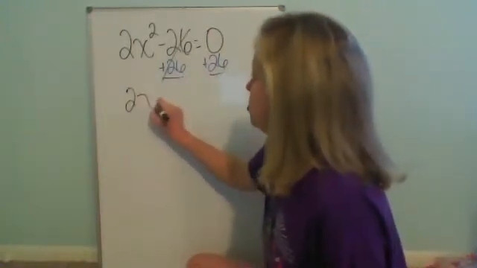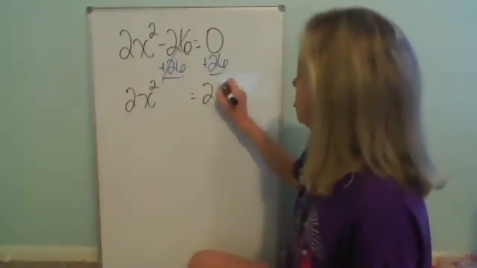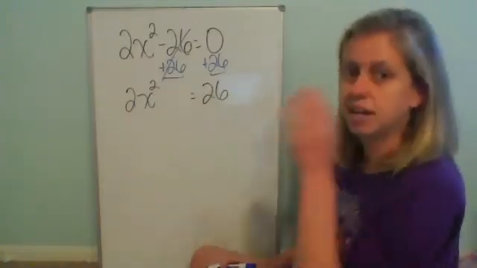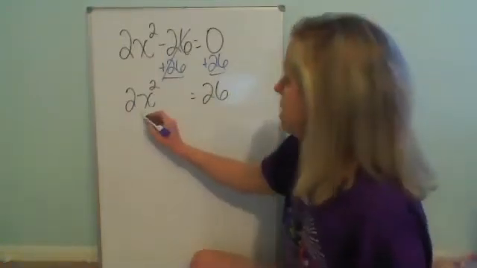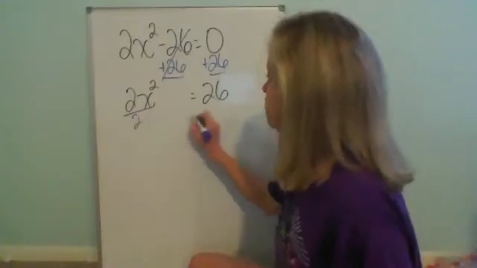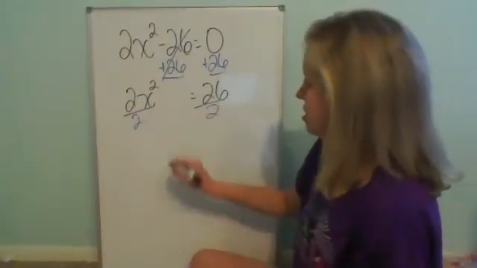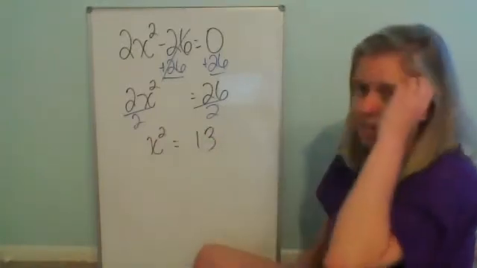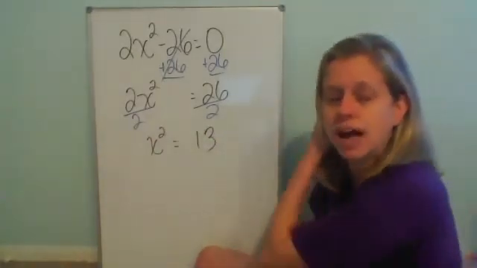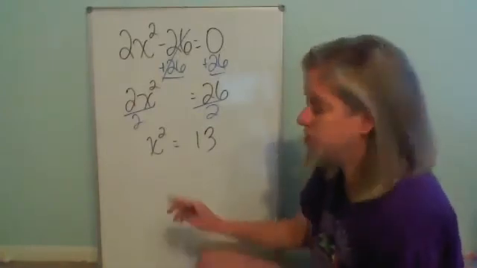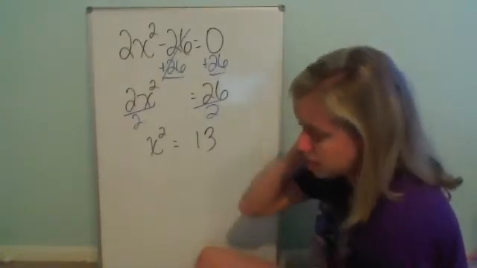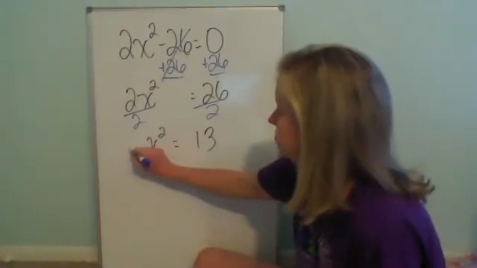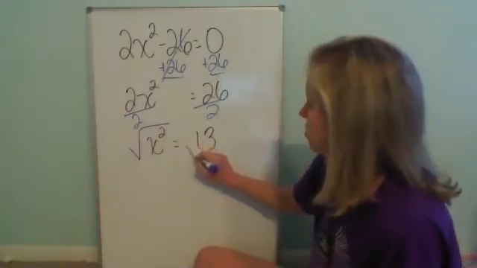So now I have 2x squared equals 26. There's still something else I can do to get x squared alone. I can get rid of that 2 by dividing by 2. So now I have x squared equals 13. Now that x squared is by itself, you're going to knock out this squared with a square root.